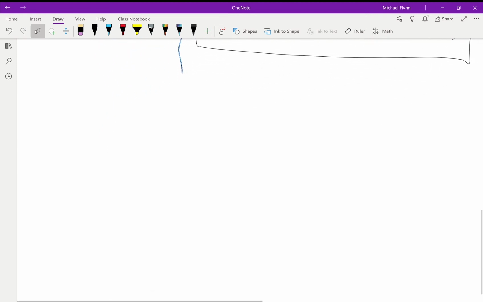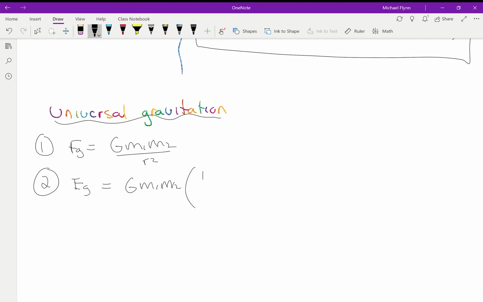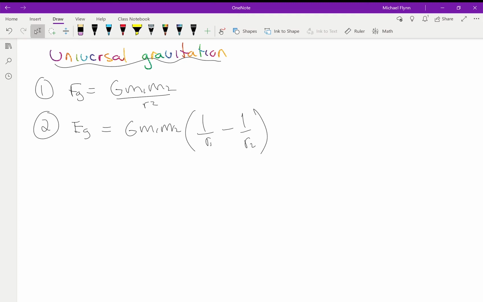Now what I'm going to do is summarize down here. Universal gravitation. I'm going to start a new note here with it. 1, the force of gravity is equal to G m1 m2 over r squared. 2, the gravitational potential energy is equal to G m1 m2 times 1 over r1 minus 1 over r2, like this. And now I'm going to add some notes.